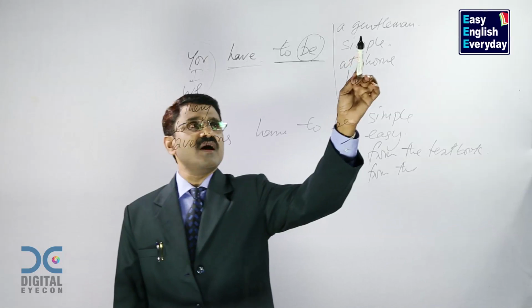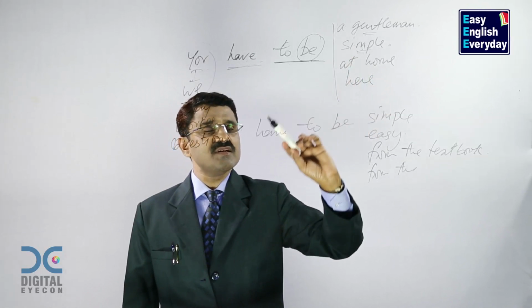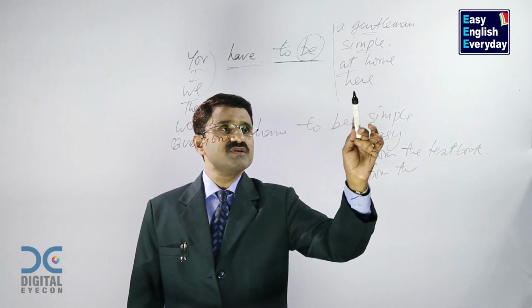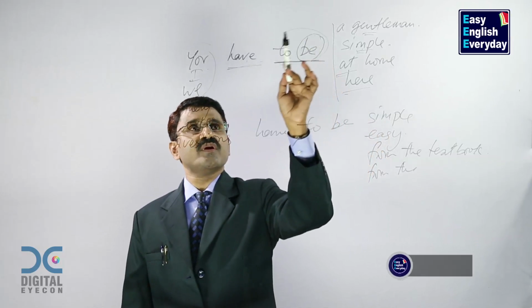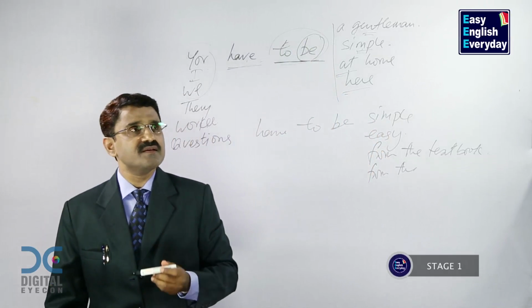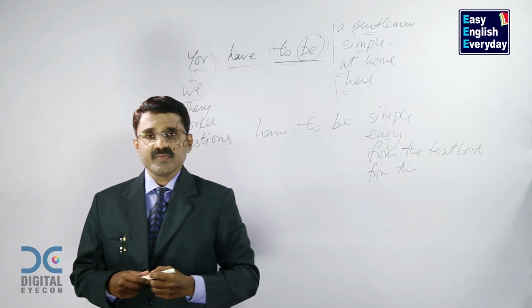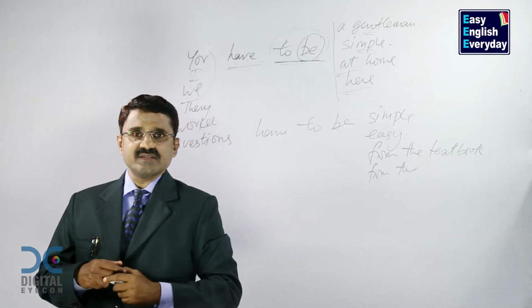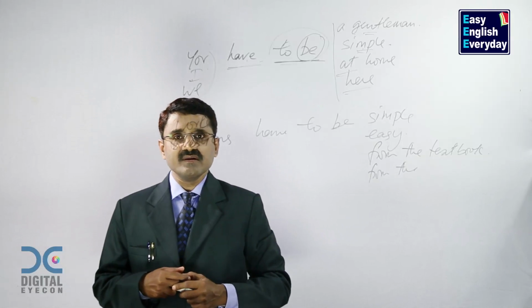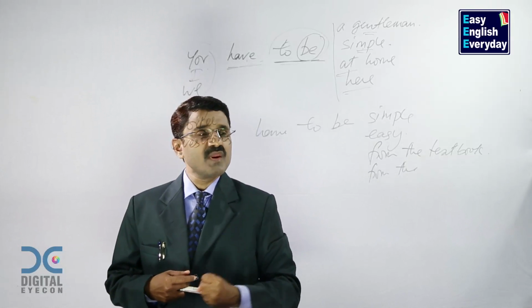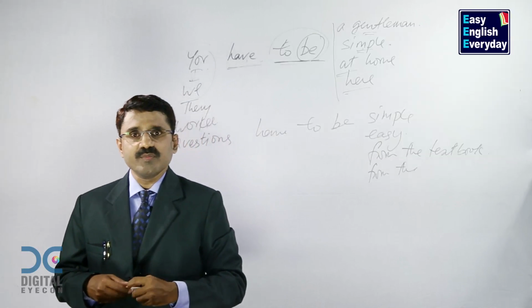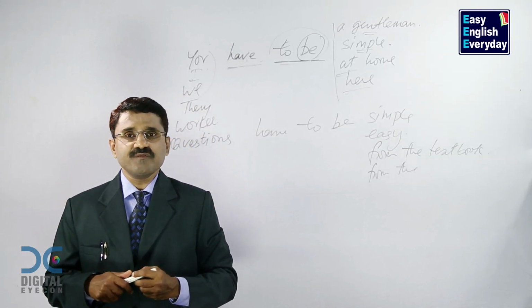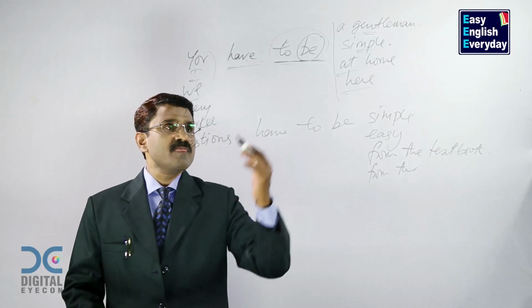Now if you have nouns, adjectives, prepositions, place adverbs, then you can use this. It is like this. You have to be simple. You have to be honest. You have to be frank. You have to be active. You have to be energetic. You have to be enthusiastic. You have to be bold. You have to be optimistic. You have to be frank. You have to be at home.